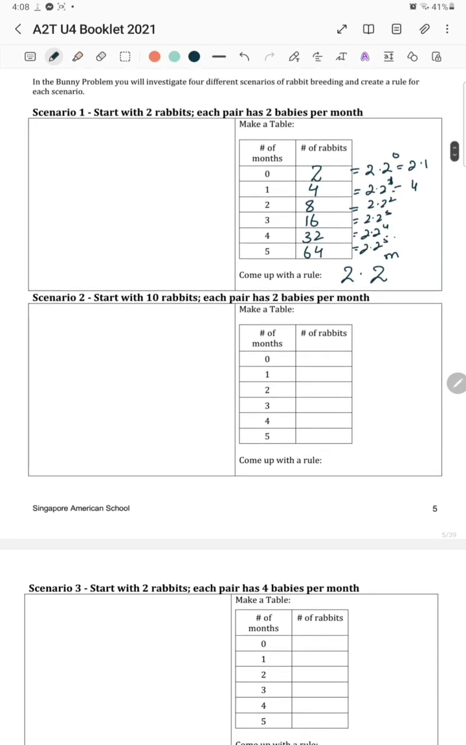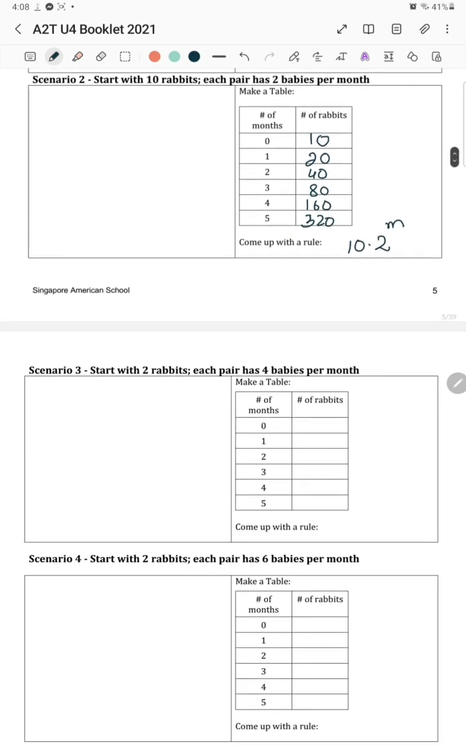Start with 10 rabbits. Each pair has 2 babies per month. Start with 2 rabbits. Each has 4 babies per month.